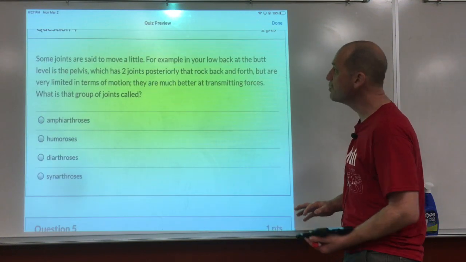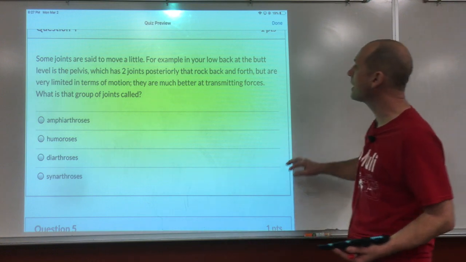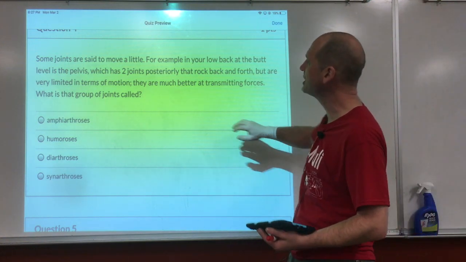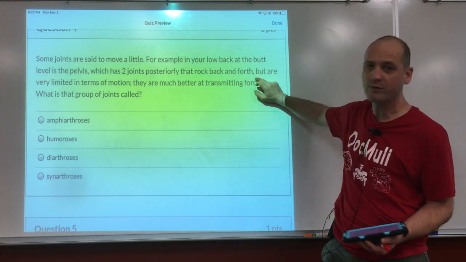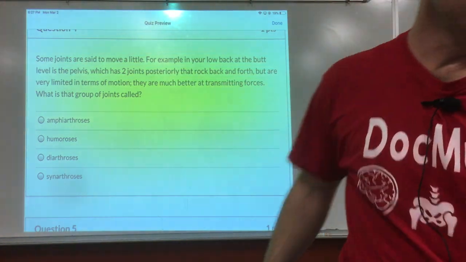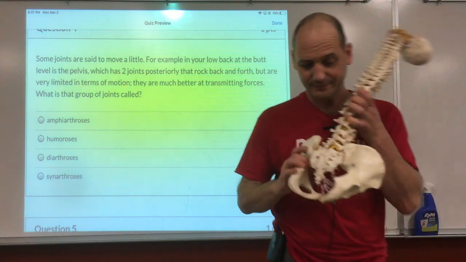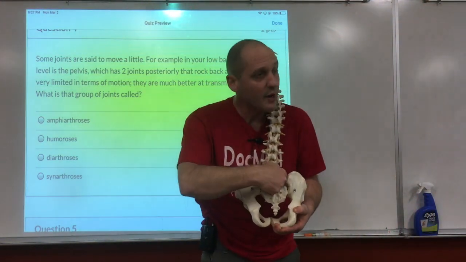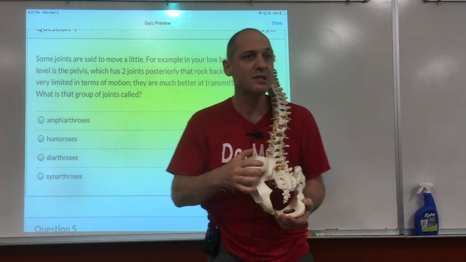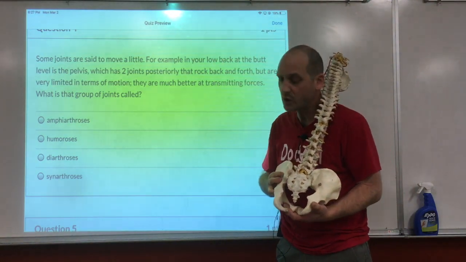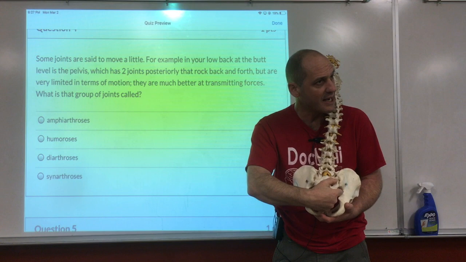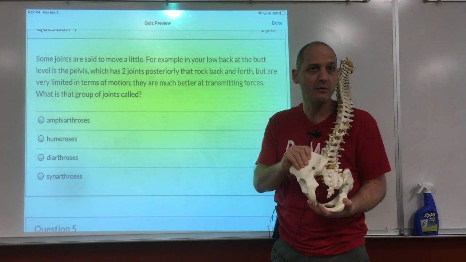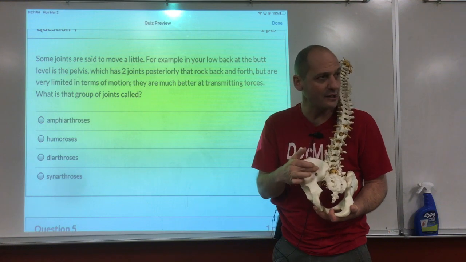Some joints are said to move a little. For example, your low back, at the butt level is the pelvis, which has two joints posteriorly that rock back and forth. That's my favorite joint. The booty joints. Right here, back in the back. So these two joints right in here are what I'm talking about. They call them the sacral iliac joints because we're trying to talk about this bone. It's called the sacrum. And this bone we'll do on Wednesdays, the ilium. And so sacral iliac joints.